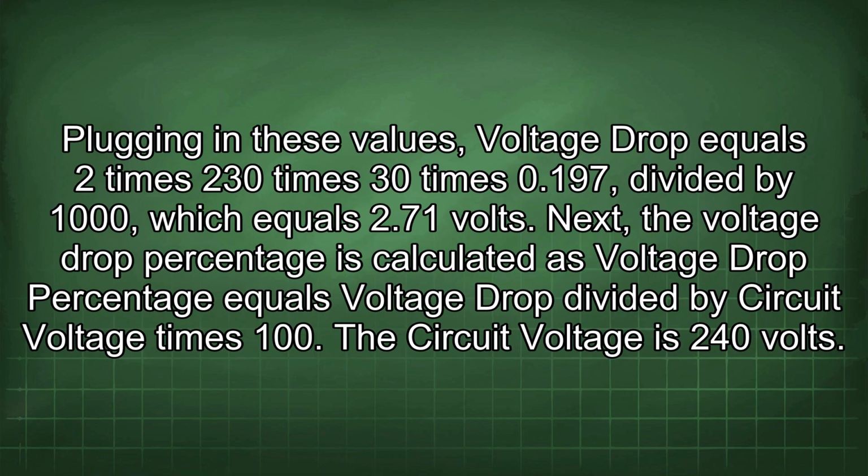Plugging in these values, voltage drop equals 2 times 230 times 30 times 0.197 divided by 1000, which equals 2.71 volts.